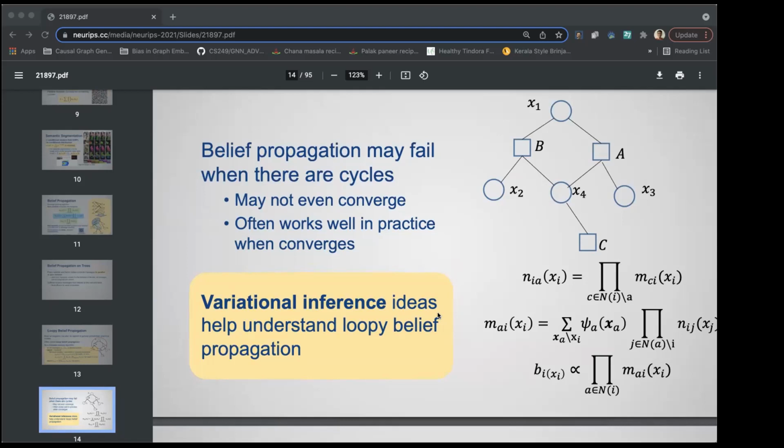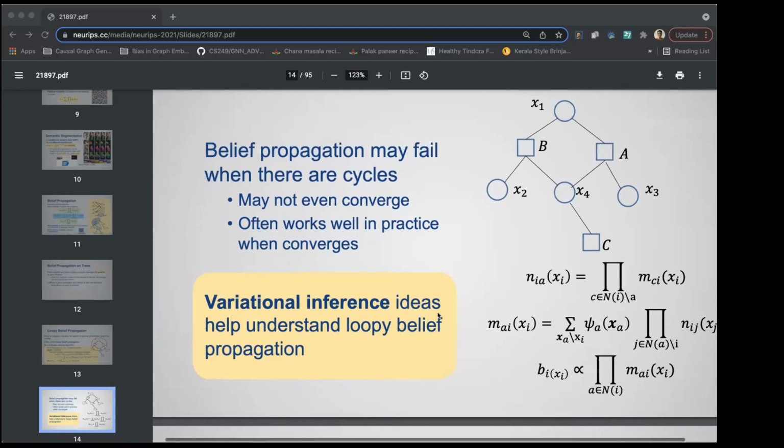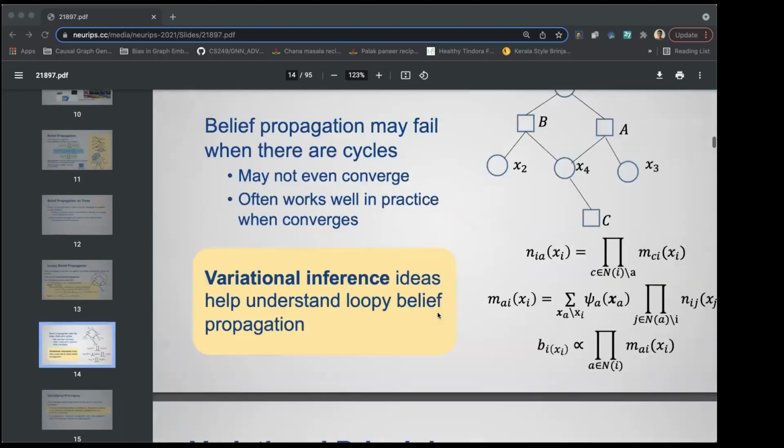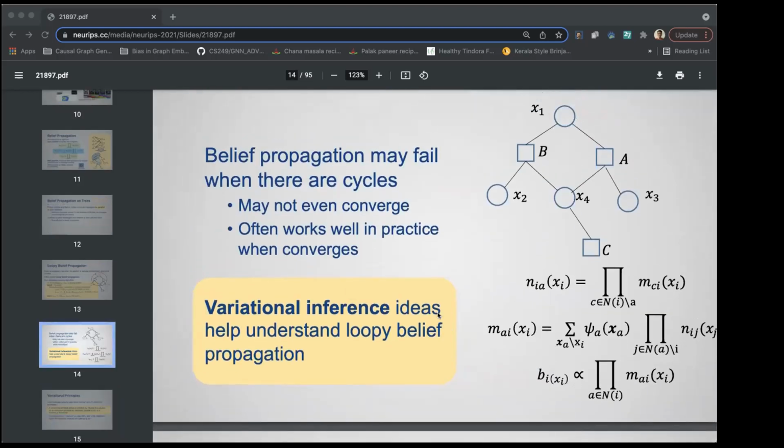So how can we exactly understand loopy belief propagation? This seems important because if we want to look at alignment with respect to something like graph neural networks, which take as input more general graphs, we want to see if we can have a better understanding of loopy belief propagation. So we'll use some ideas from variational inference. I guess before I continue, are there any questions so far about what we've discussed?